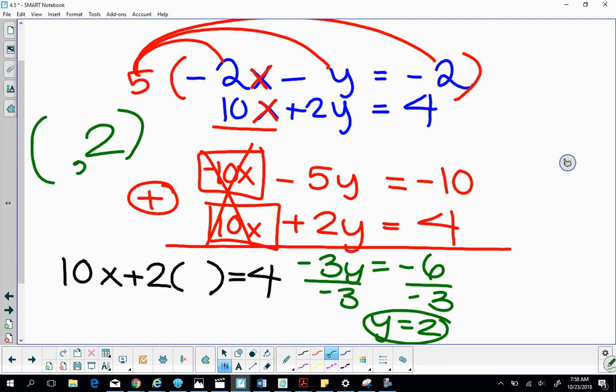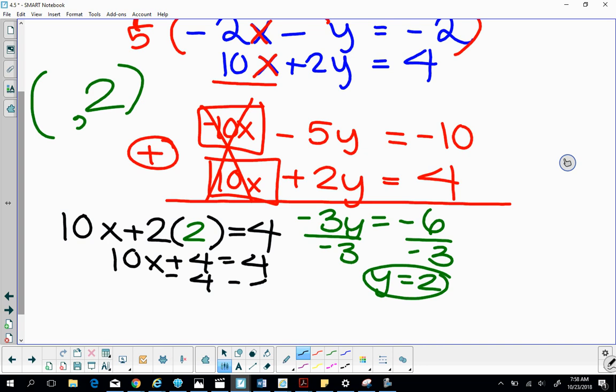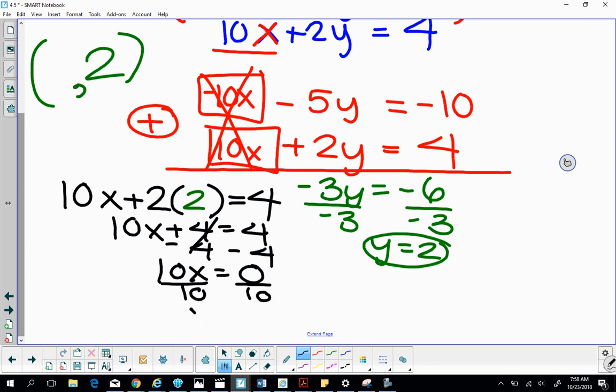So instead of y, what do we get for y? 2. And then we just solve. What is 2 times 2? 4. Then what do we do? You subtract 4. What is 4 minus 4? 0. Then what do you do? And 0 divided by anything equals 0. So x equals 0.